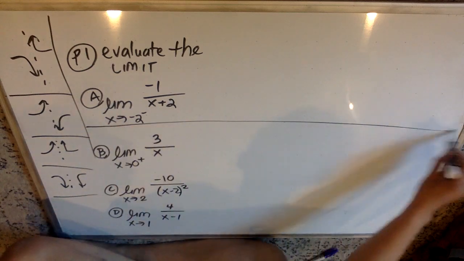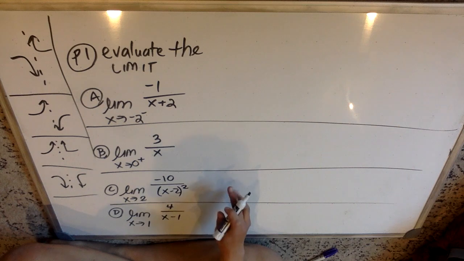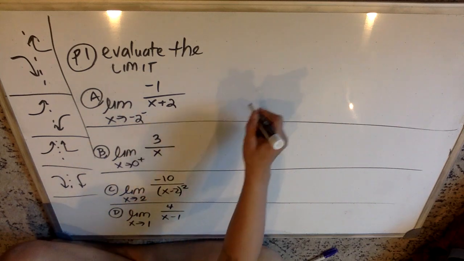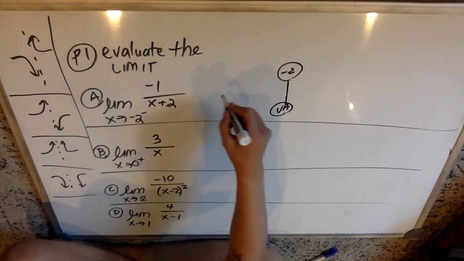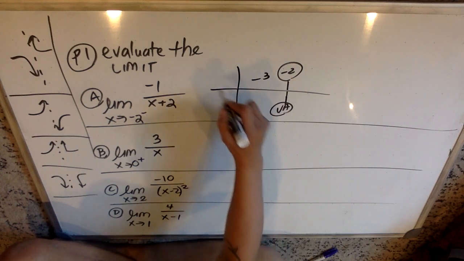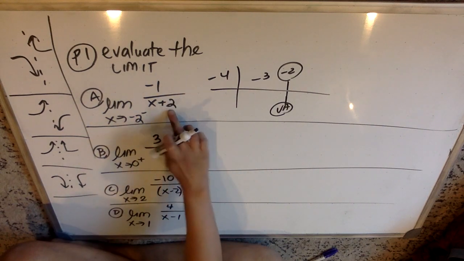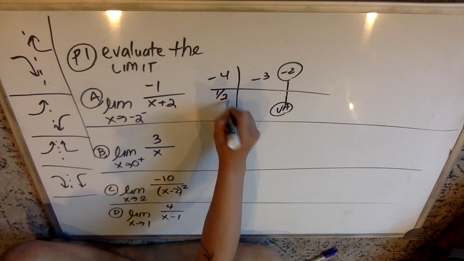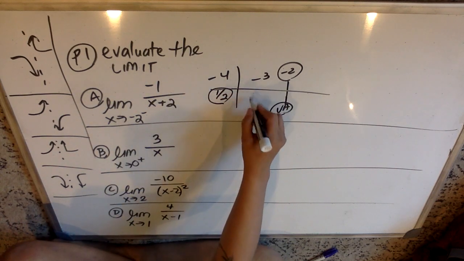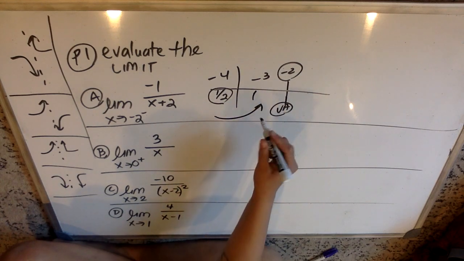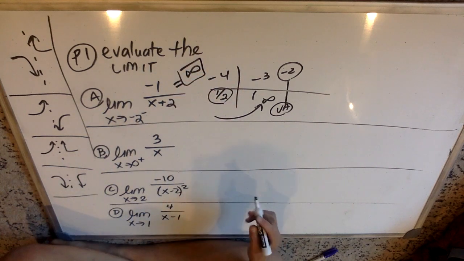All right. I recognize that I may not have enough space to squeeze all these in, but I'm going to try. For A, I only want values left of -2. So here's my -2, that's my vertical asymptote. I need numbers to the left of -2, which are going to be -3 and -4. When I plug in -4, I get -1 on top of -2, so that's 1/2. When I plug in -3, I get -1 on top of -1, which is 1. That means these values are getting bigger, because 1/2 is smaller than 1, so my answer is infinity.